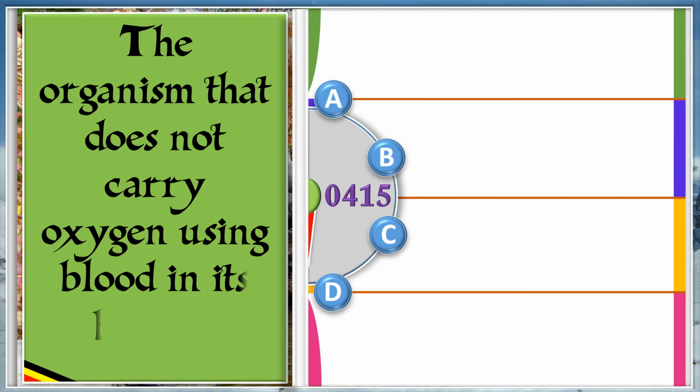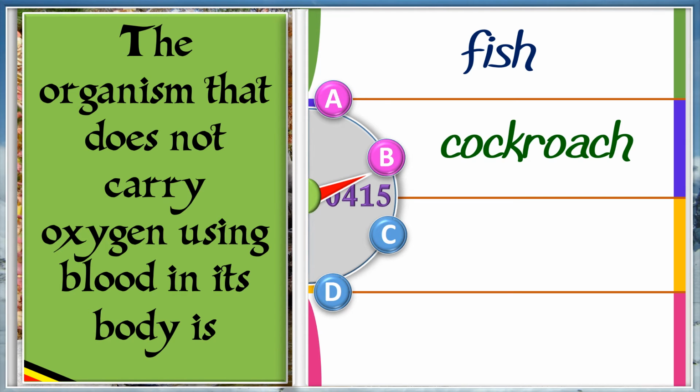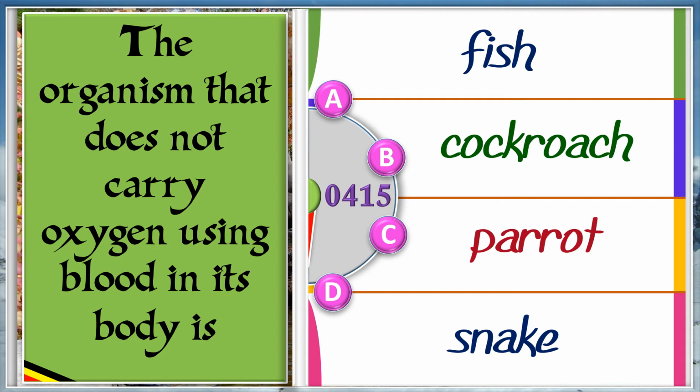The organism that does not carry oxygen using blood in its body is: A. Fish. B. Cockroach. C. Parrot. D. Snake. And the answer is B. Cockroach.